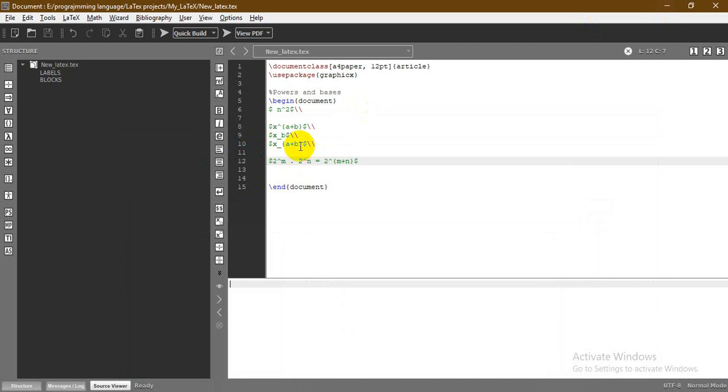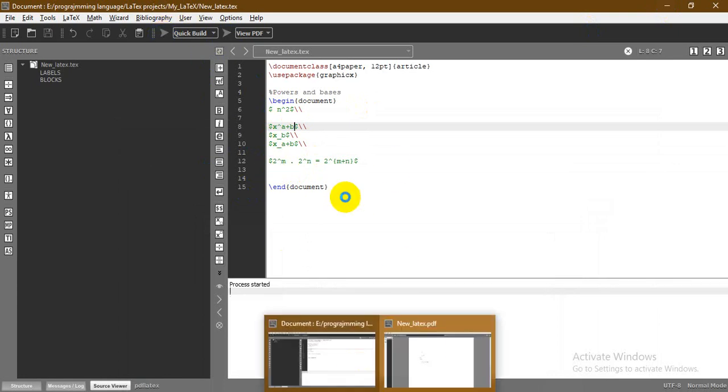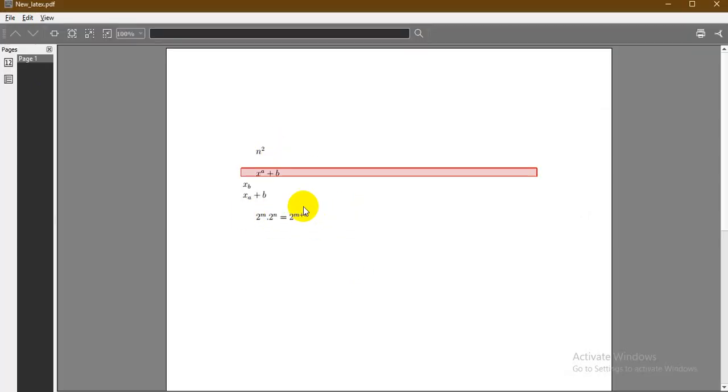So now let's see what happens if I remove the braces. If you don't place the braces and just write it as such, what are you going to find? I'm going to have this: x to the power a plus b. You see that it does not consider the next b as being a power or a base of x. So in order for you to place both a and b as being the power and the base of x, you need to place them in braces.